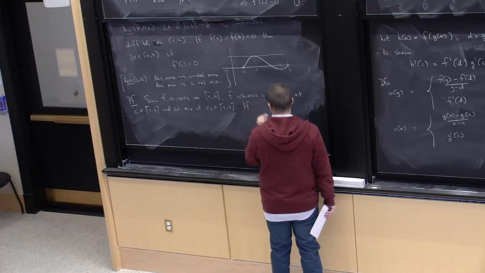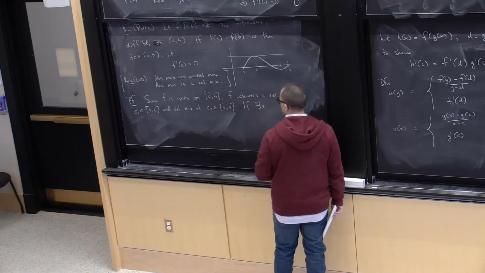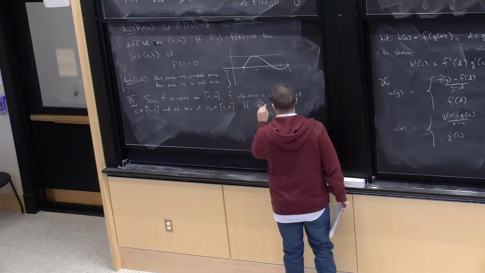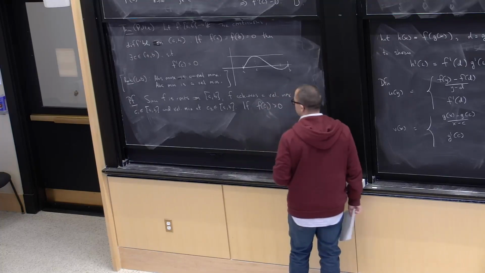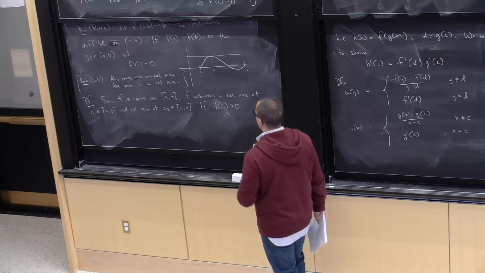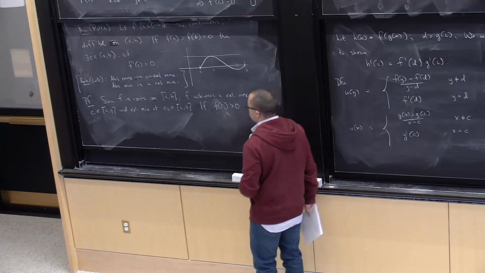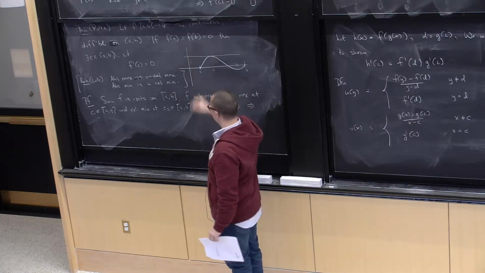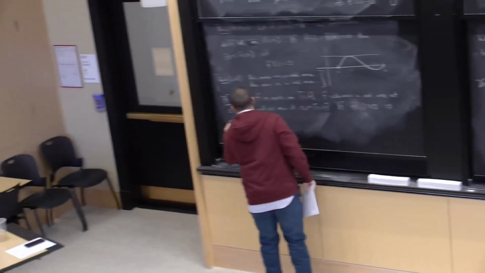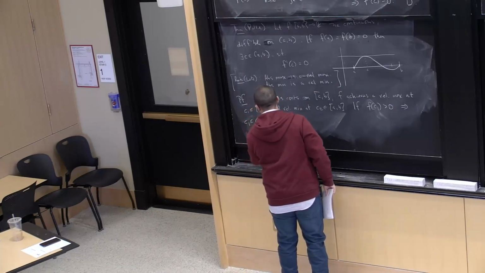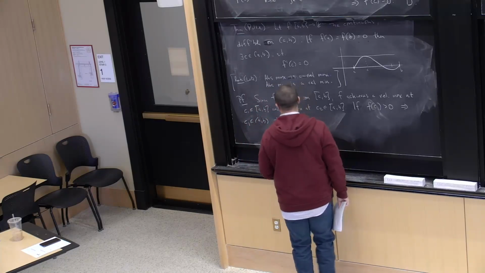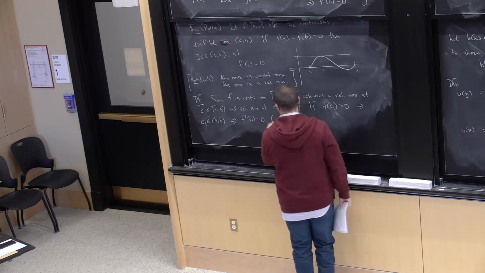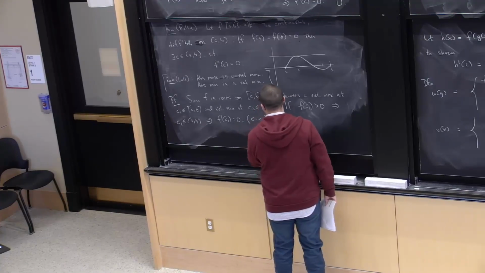If f of C1 is positive, then what can you say? Well, C1 cannot be one of the endpoints because at the endpoints, f of a equals f of b equals 0, right? This implies C1 is in the open interval AB, which implies by the previous theorem, f prime of C1 equals 0. So here you take C equals C1.